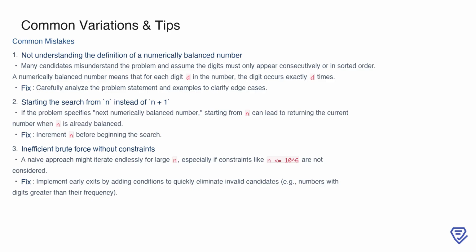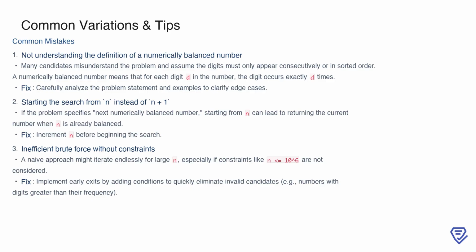For example, the number 122 is numerically balanced because the digit 1 appears once and the digit 2 appears twice. To avoid this mistake, it's important to carefully analyze the problem statement and examples to clarify edge cases. Another frequent pitfall is starting the search from n itself instead of n+1.